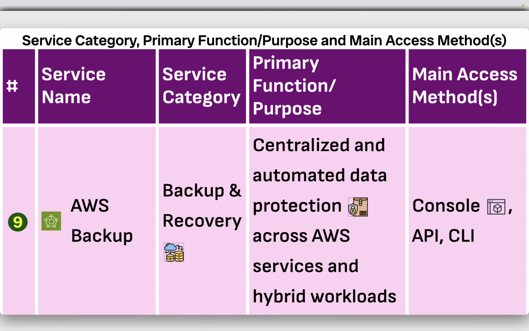Next, we have AWS Backup. Category is backup and recovery. Function, it provides centralized automated data protection across AWS services and hybrid workloads. So you access it via AWS console, API and CLI.